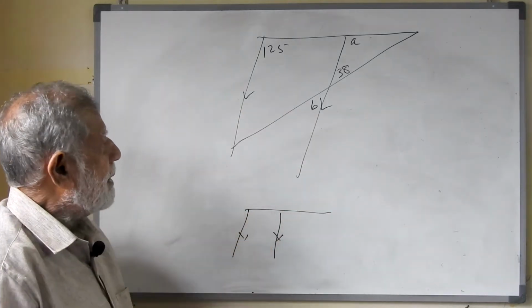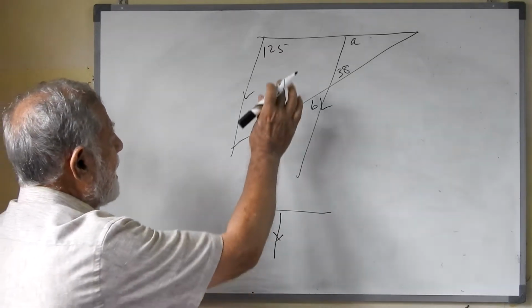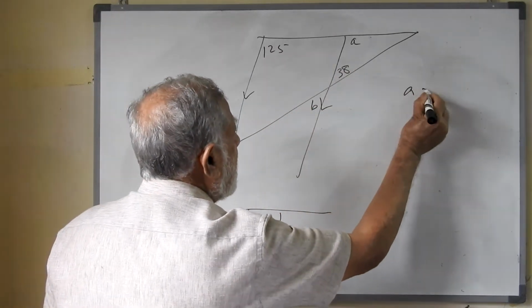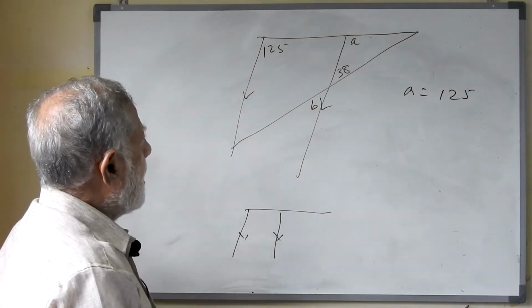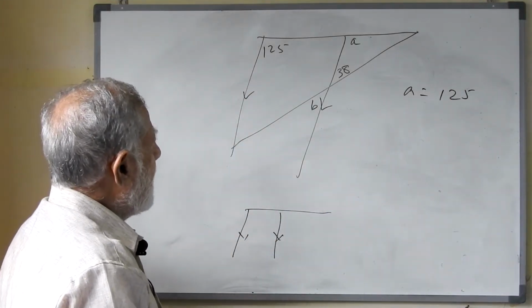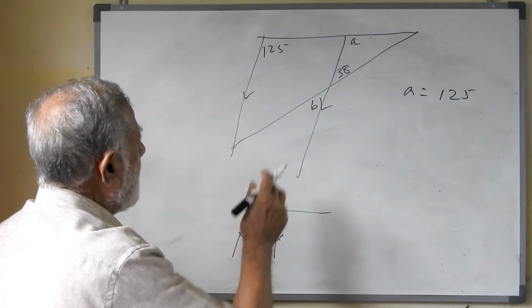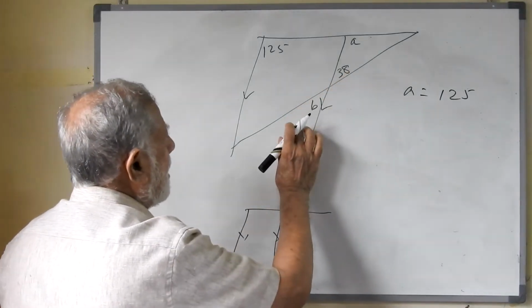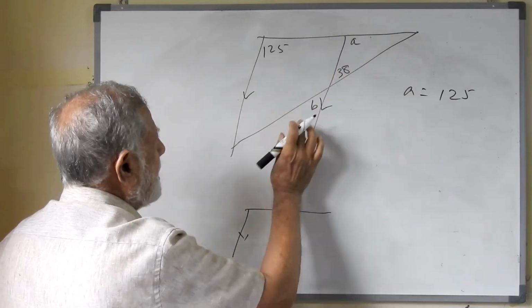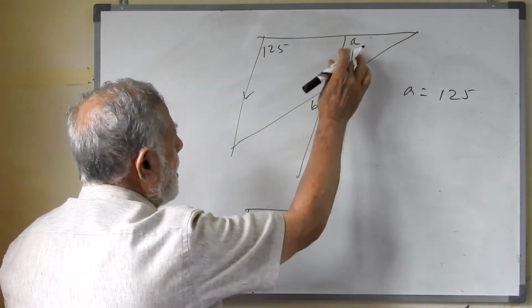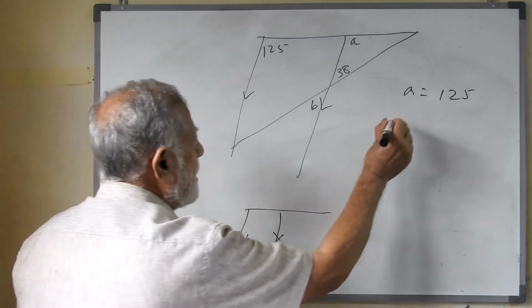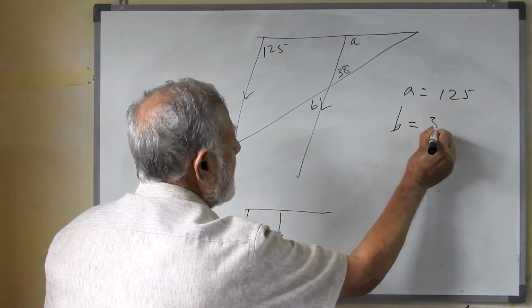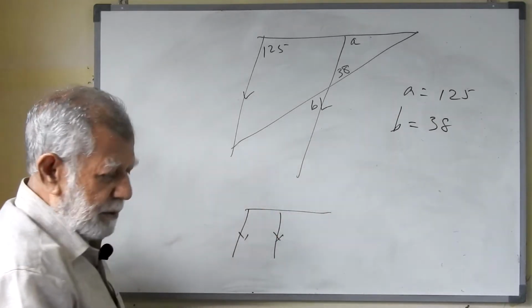This F is coming like this. So when there is an F, there is a corresponding angle. So immediately we can say A is equal to 125 degrees. And when A is equal to 125 degrees, there are corresponding angles. B is equal to how? There are two lines crossing each other. That is the vertical opposite angles. B is equal to 38 degrees. So these are the two angles that are there.